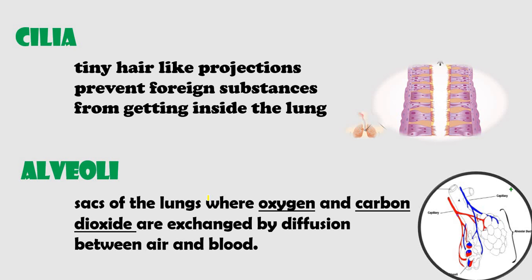What are the main terms for today's lesson? Cilia. Cilia are tiny hair-like projections preventing foreign substances from getting inside the lung. Alveoli are sacs of the lung where oxygen and carbon dioxide are exchanged by diffusion between air and blood.